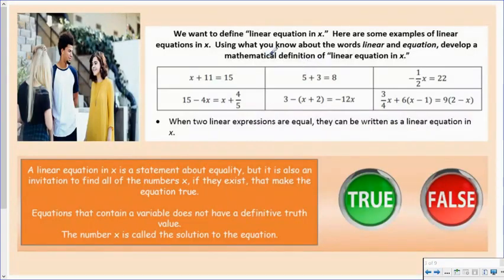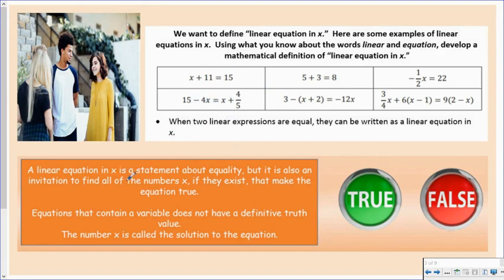Okay, so we want to define linear equations in x. Here are some examples of linear equations. Using what you know about the words linear equation, develop a mathematical definition of linear equation in x. Well, looking at the equations, we can say that two expressions are equal. They can be written as a linear equation in x. So both sides have to be equal.